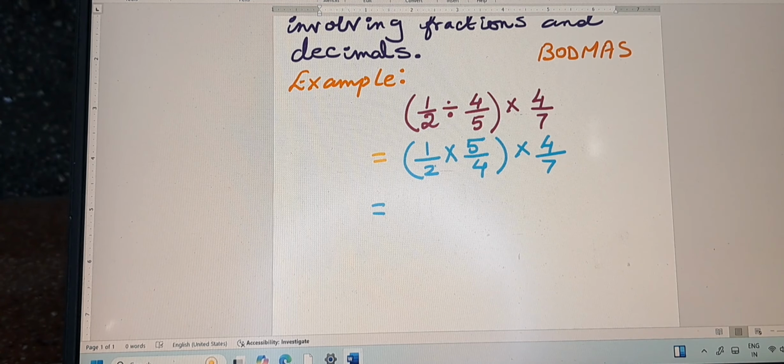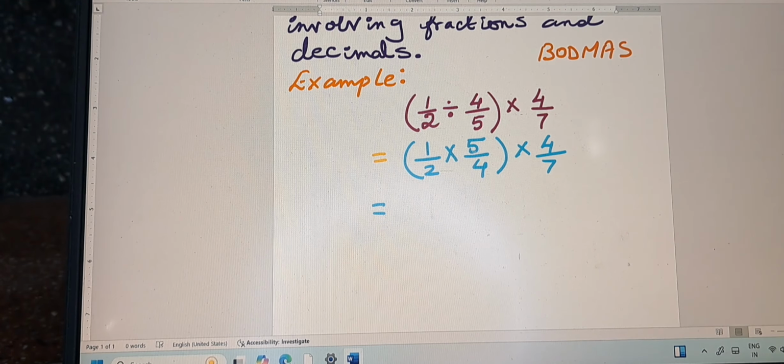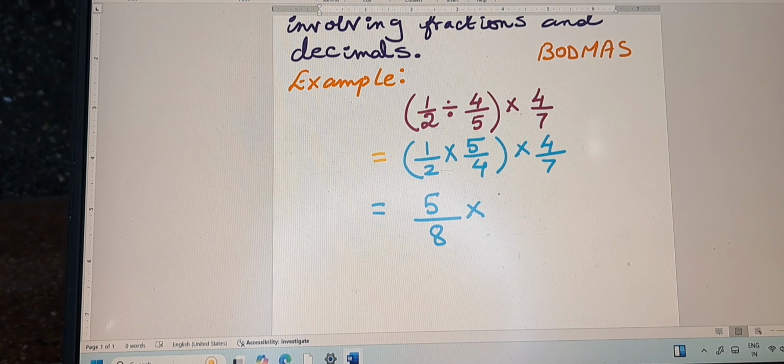Now we need to check whether we can apply reduce to the lowest term. But what we can see over here, we cannot reduce any of the number. So what I am going to do, I am going to just multiply the numerator and the denominator. So 1 into 5 will give me 5, and the denominator 2 into 4 will give me 8. So what I have done, I have removed the bracket and I have to multiply with the next fraction, that is 4 by 7.